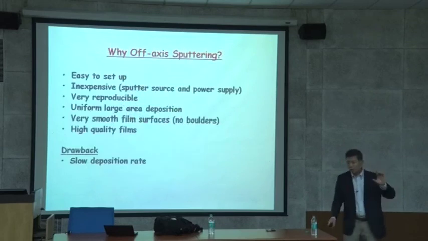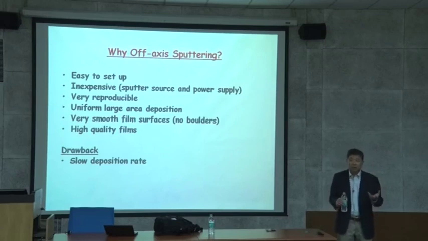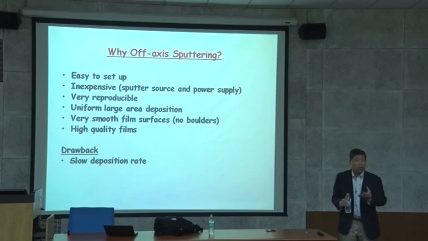You have a sputter gun, and you can scale up to 2 inches, 3 inches, a large size. You can scale up without losing uniformity, and then you can grow multiple films with the same composition and the same conditions, so you can grow multiple samples.